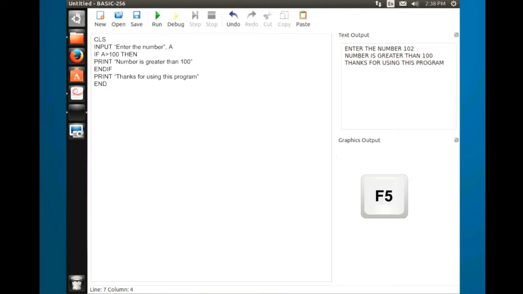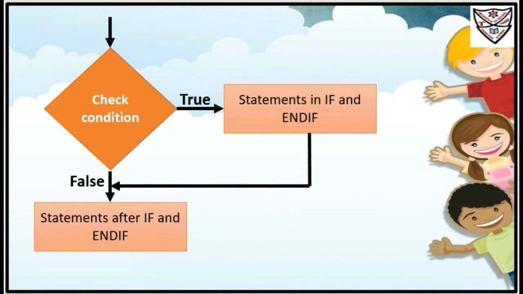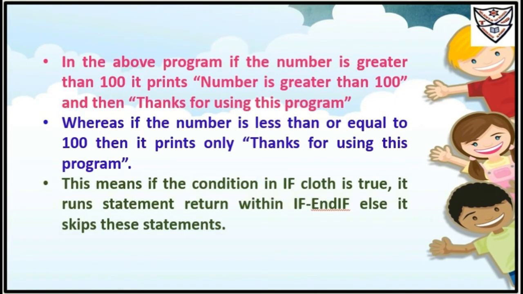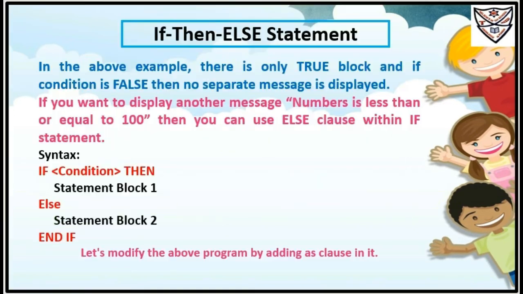In the above program, if the number is greater than 100, it prints "Number is greater than 100" and then "Thanks for using this program". Whereas if the number is less than or equal to 100, it prints only "Thanks for using this program". This means if the condition in the IF clause is true, it runs the statement written within IF, and if not, it skips this statement.